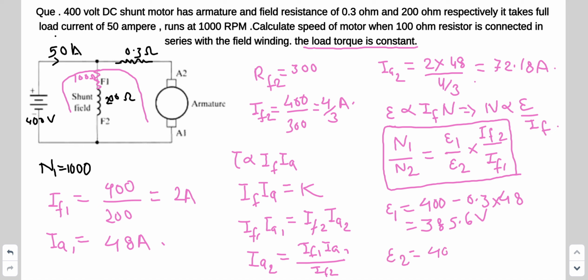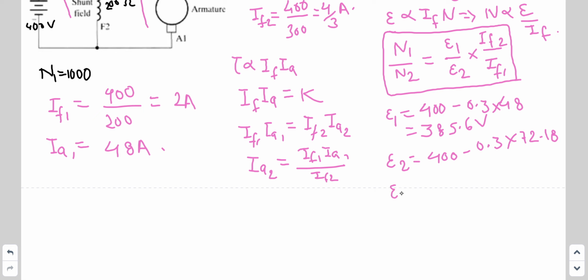Now in the same way we will calculate E2. E2 will be 400 minus, by applying KVL for the second condition, the resistance is the same 0.3 but the value of current has changed. So IA2 is 72.18 ampere. By calculating this, the value of E2 is 346 volt. So E1 and E2 we have calculated.